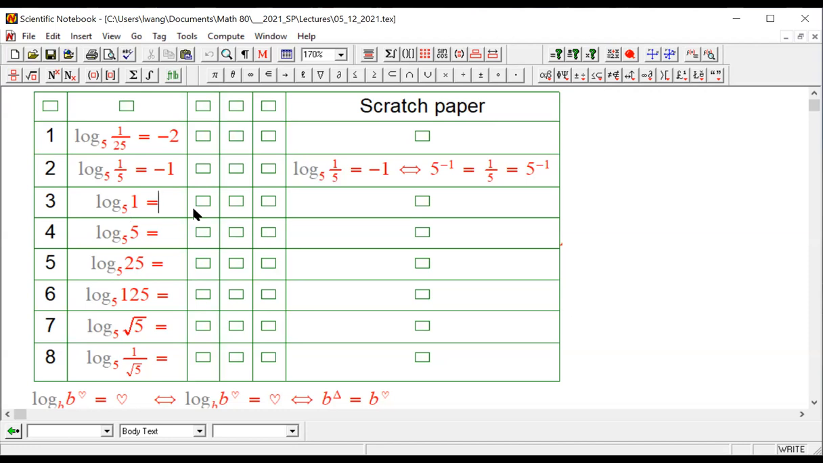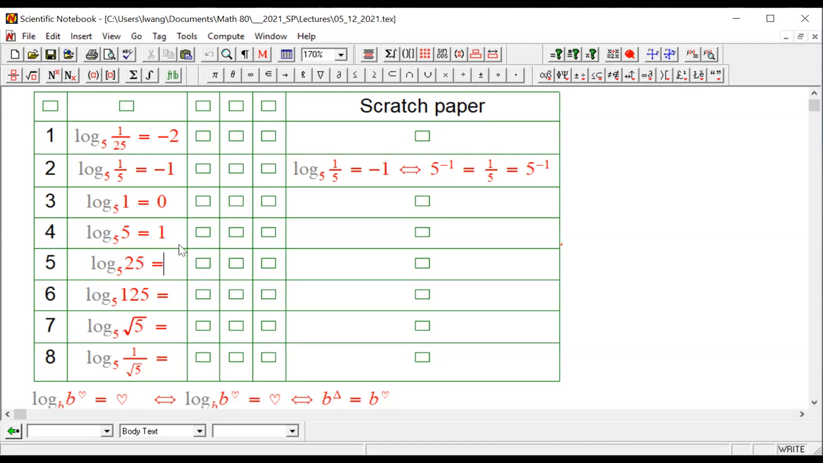So what's the answer for number 3? What is the answer for number 3? Alan? 0, that's right. Okay, you check the reason. What's the answer for number 4? Marcelo? Okay, Alan gave the answer. Thank you. It's 1, it's right.